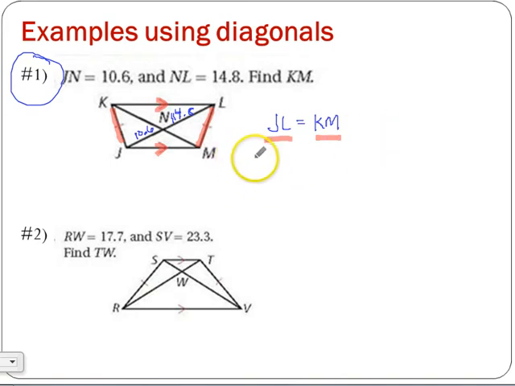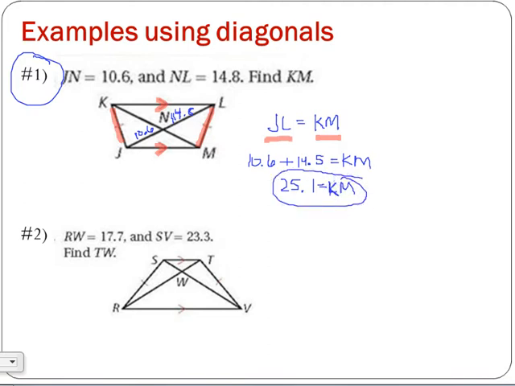And we know that JL equals 10.6 plus 14.5, and that's going to be the length of KM. So we just need to add those diagonals together. 10.6 plus 14.5, we get 25.1, and that equals the length of KM. So we're going to skip that second problem and move on to this next one.